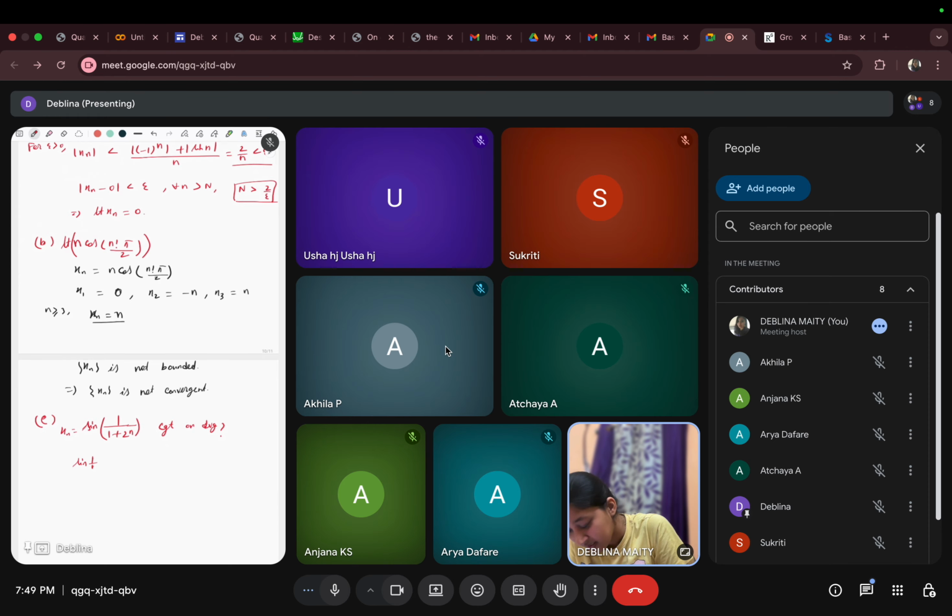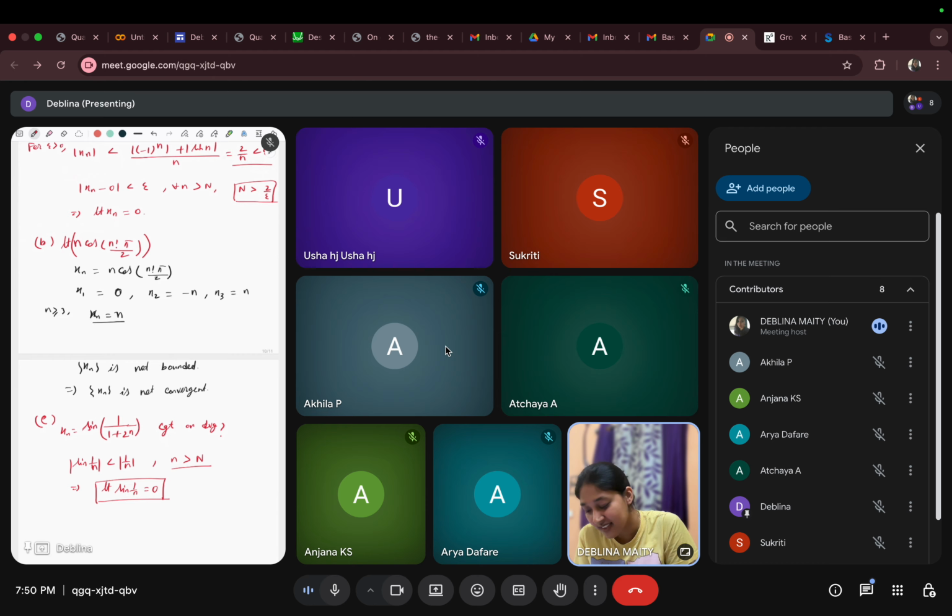Why? Because sine 1 by n is convergent. Why? Because sine x is less than x for small x, right? For some n greater than N. For small x, sine x is less than x. I think always maybe. So this means mod of sine x is less than mod x, and clearly this means the limit of sine 1 by n is 0. Right? So sine 1 by n is convergent.